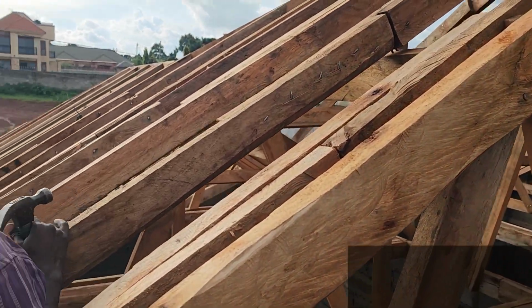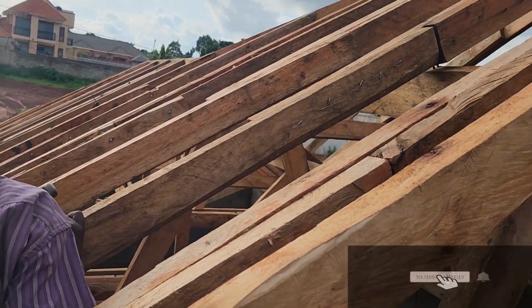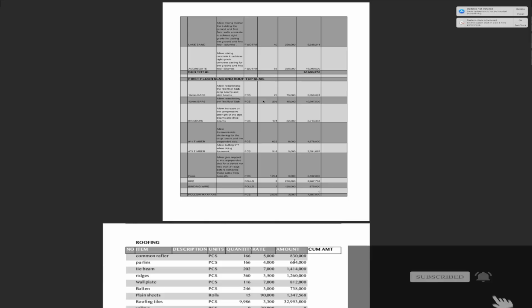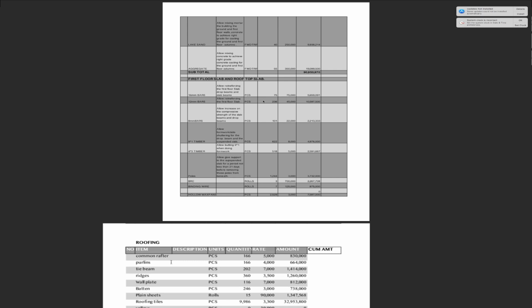Common rafters, we bought 166 pieces. Each piece cost us 5,000 shillings, and that cost us 830,000 shillings. We bought palings, 166 pieces. We bought tie beams too, 202 pieces. We bought ridges, 360 pieces. We bought wall plate timber. These are 4x3s. We bought 116 pieces. We bought buttons, 246 pieces. We bought plain sheets, 15 rows.